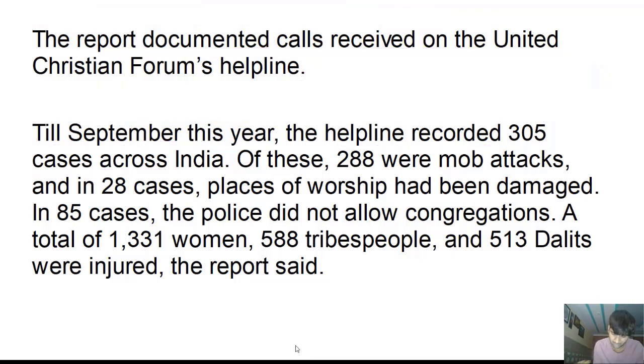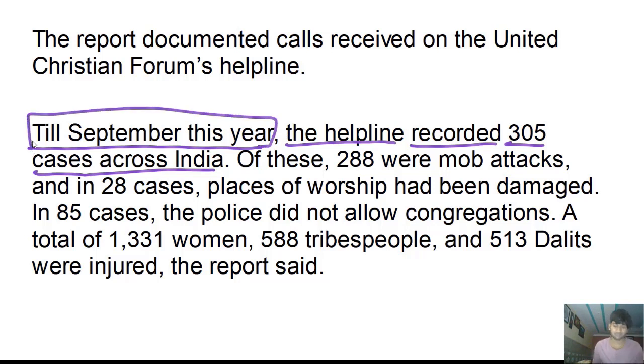Let's have more space. So till December this year, the helpline recorded what? 305 cases across India. The sentence ends here. All right. So this is an introductory adverb phrase, because it's referring to the time. It's talking about the time of the action, right? The helpline is the subject.